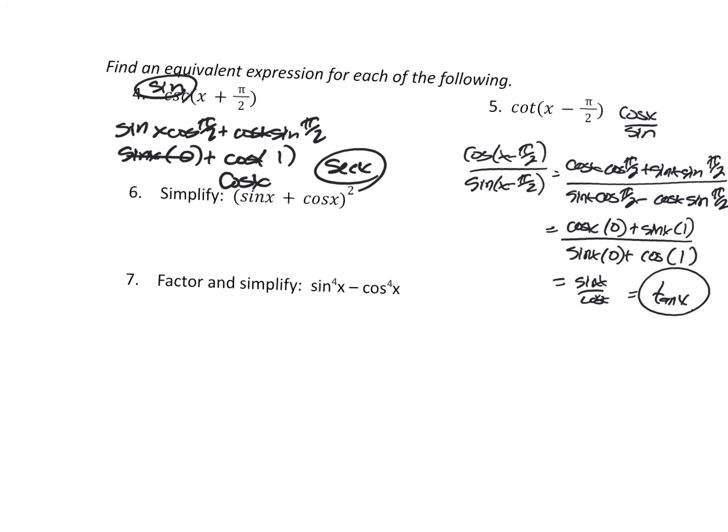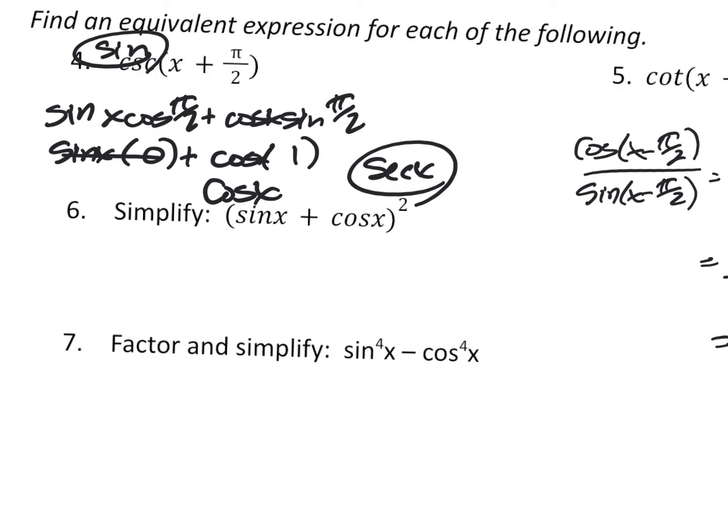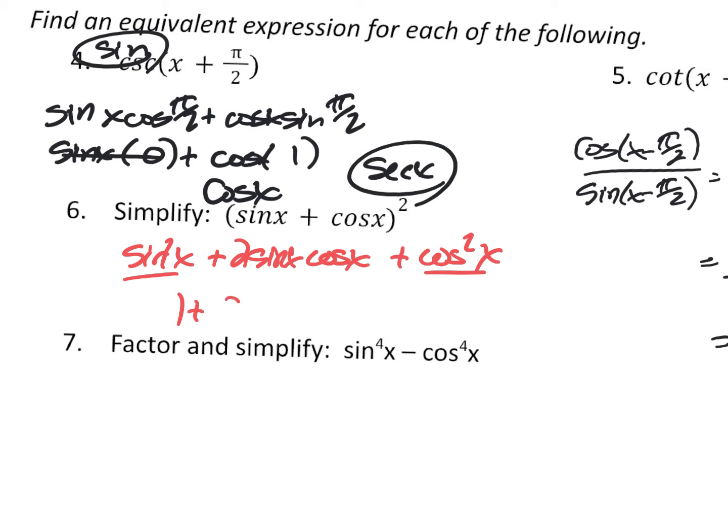All right, number 6. Number 6 says simplify. It's got a square there, so we're going to square, multiply, double, square. So I'm going to square the sine, multiply together double. I'm going to put a 2 in front of sine x cosine x. Then I'm going to square the cosine. And I would be done right here, except I know what sine squared plus cosine squared is. That's 1. So I'm going to write 1 plus 2 sine x cosine x. And that's it right there.